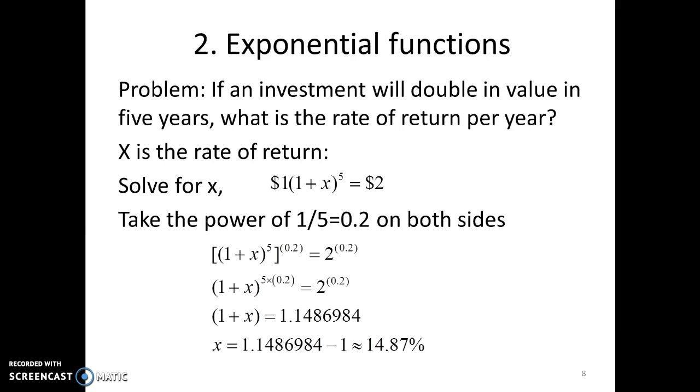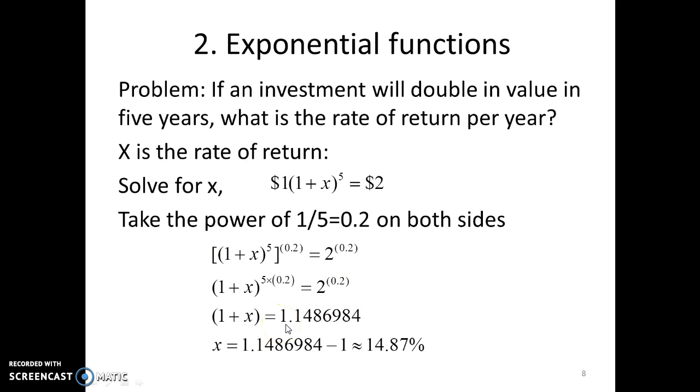So when we take the power of 0.2 on both sides, the left-hand side becomes this. Because of the power property, the powers raised inside and outside of the brackets can be multiplied. So we have 5 times 0.2 now raised to the power of 1. So on the left-hand side, we receive 1 plus x equals 2 raised to the power of 0.2.